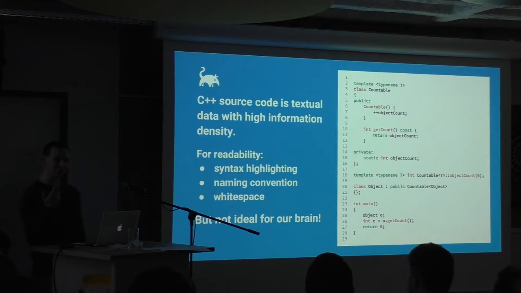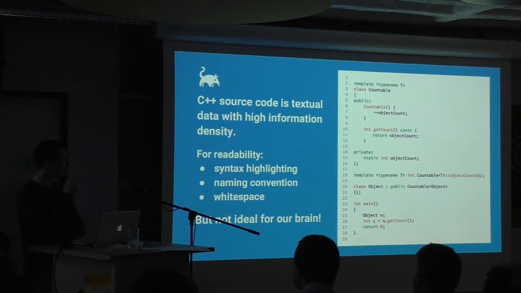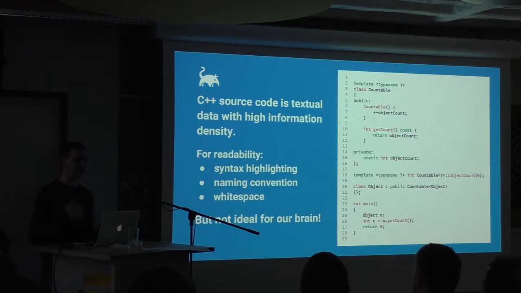So if we take a look at source code, what it really is, is textual data, and it has a high information density. That's a good thing because it's very efficient to write it and to express functionality. But by just looking at it, you don't really get much information out of it, like what types and methods exist. You need to look at the words and make the connections in your head. We have syntax highlighting and white spacing rules to help ourselves, but it's not really the best way to process information for our brains.